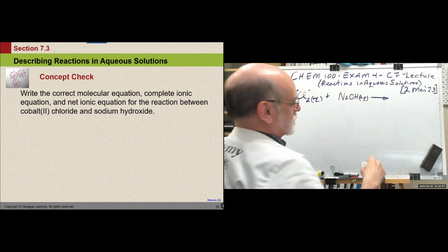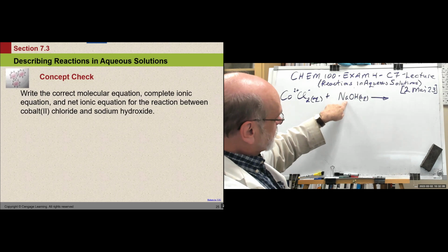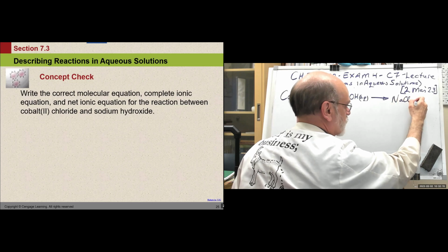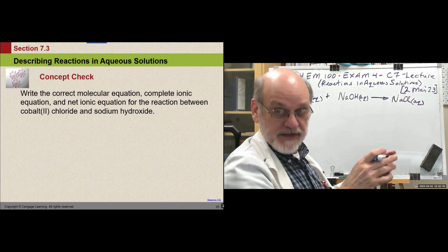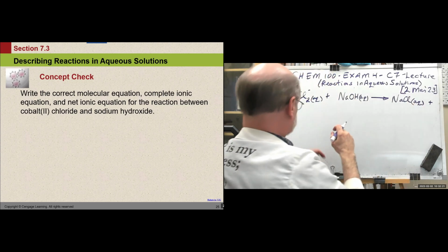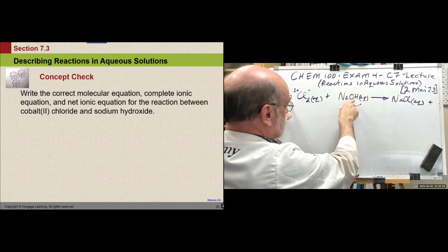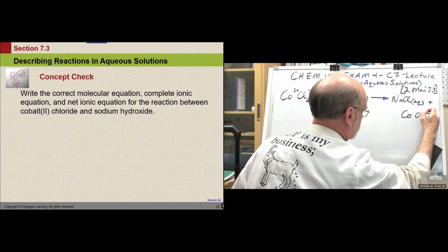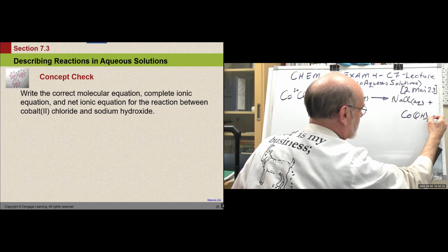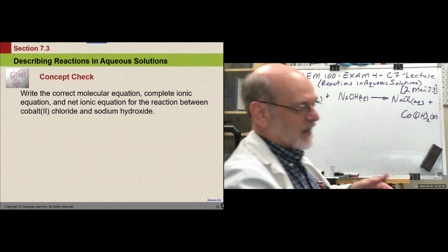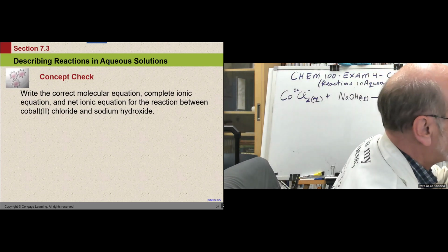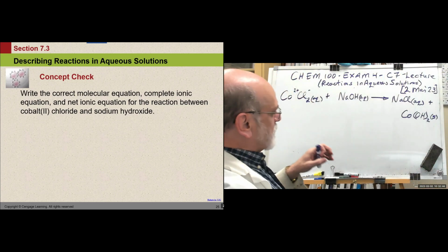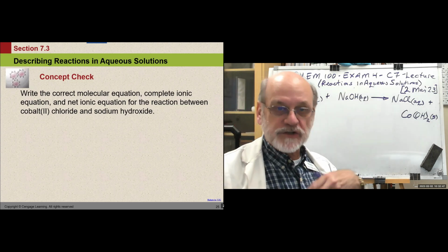Now, what does that yield? Well, sodium associates with chlorine. So we got sodium chloride, and you look it up, it is soluble. The other association is cobalt-2 hydroxide. And when you look it up, you find that it's a solid. Let me check myself just to be sure. Cobalt and then hydroxide. Yes, it's insoluble. So we've written our compounds correctly and we've determined their phase.